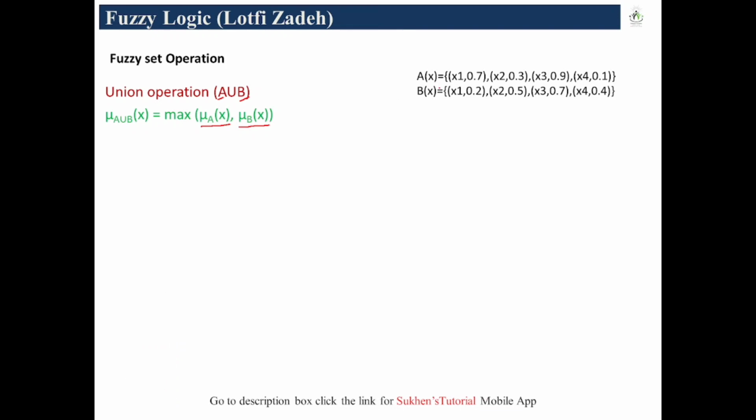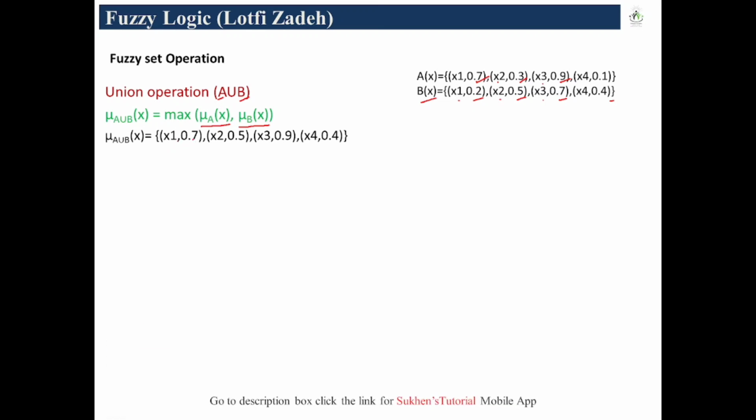and set A contains variables like x1 with membership value 0.7, x2 with membership value 0.3, x3 with membership value 0.9, and so on, as well as set B, with x1 0.2, x2 membership value 0.5, x3 membership value 0.7, and so on. So what is the result of this union operation in fuzzy set operation? The result is like this.